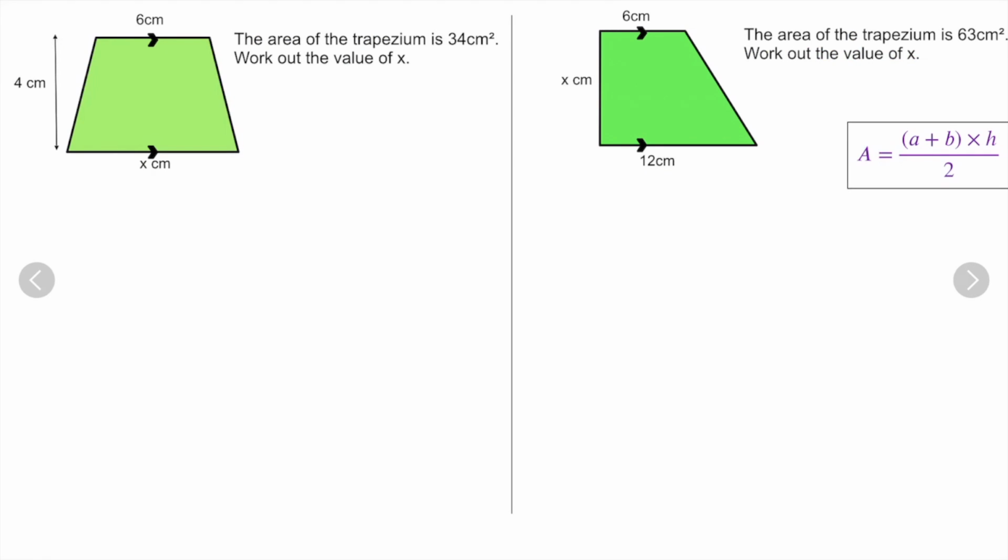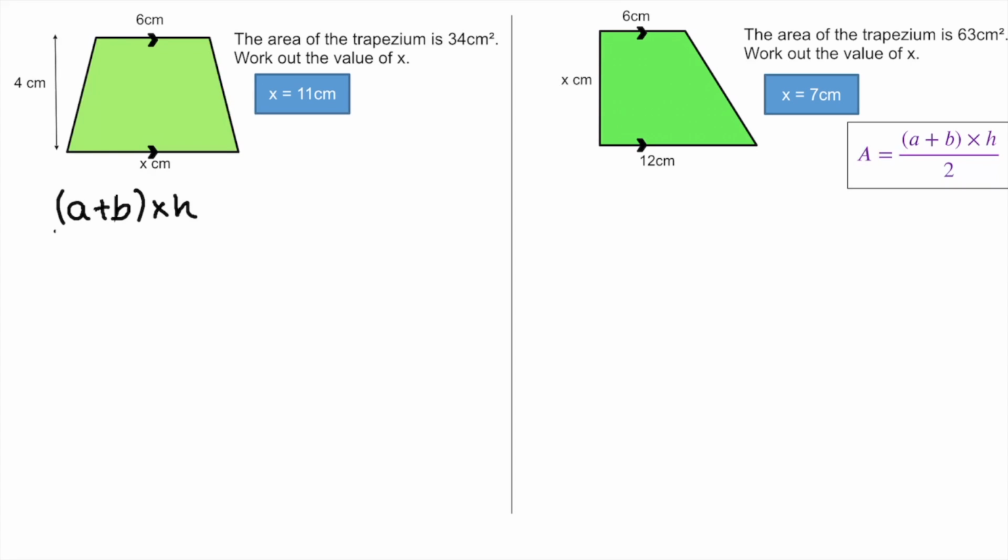For the final two questions, you're working backwards. If you want to check your answers, here they are. I'm going to go through these in a little bit more detail for those of you who are not quite sure. So for the first question, we're going to write down the formula for the area of a trapezium and substitute in the values that we know.